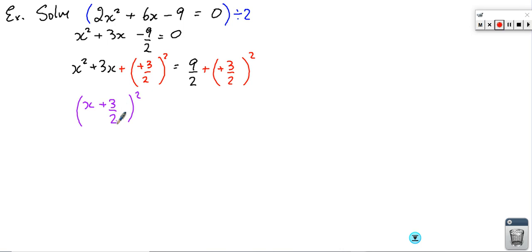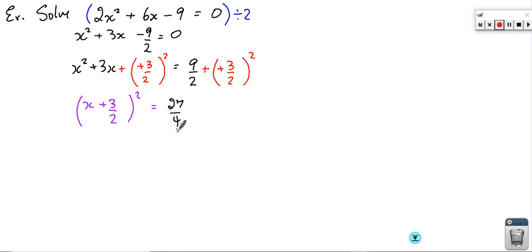If you notice, I wrote x plus 3 on 2, squared, is equal to, and I am going to simplify this part of the equation. That's 9 on 2 plus 9 on 4, so that's 18 plus 9, 27 on 4. Okay, so you can use your calculator to work this out, or otherwise do it mentally.